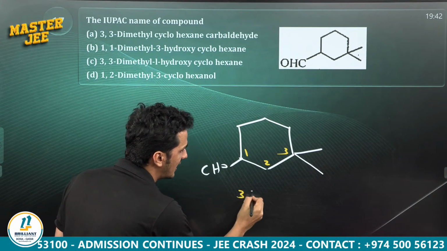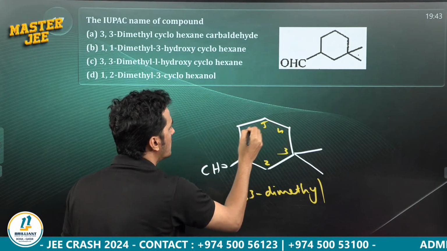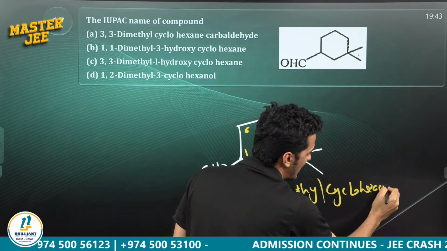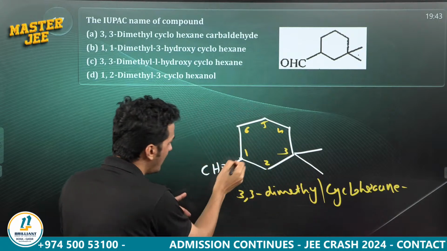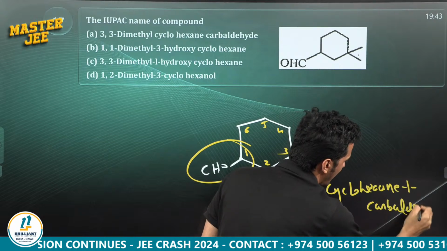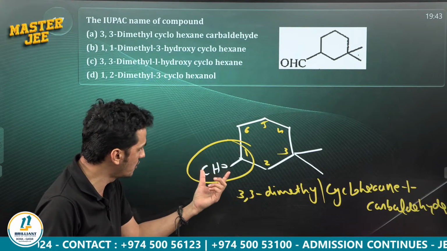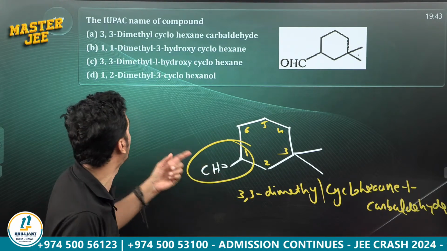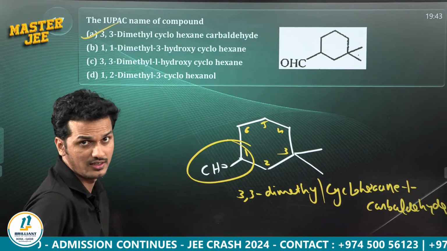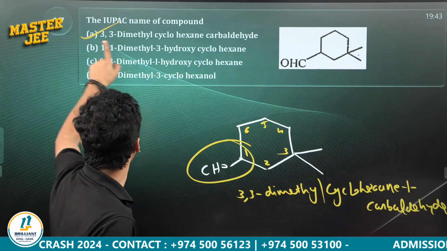Now what's the name? 3, dimethyl. Then 3, 4, 5, 6 carbon containing ring: cyclohexane. Here in the first carbon, carbaldehyde is there, aldehyde is there. 1-carbaldehyde. That carbon you didn't number along with this ring, so you have to use carbaldehyde. Don't forget it. So what's the name? Dimethylcyclohexanecarbaldehyde. If it is OH, no problem, you can directly write cyclohexanol. Is it okay? So option A is the correct one.